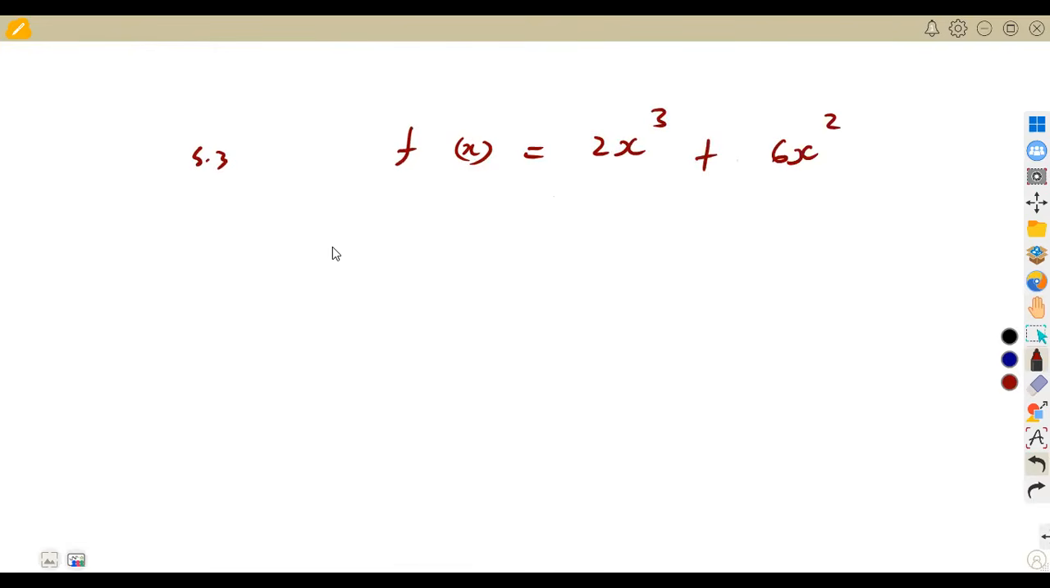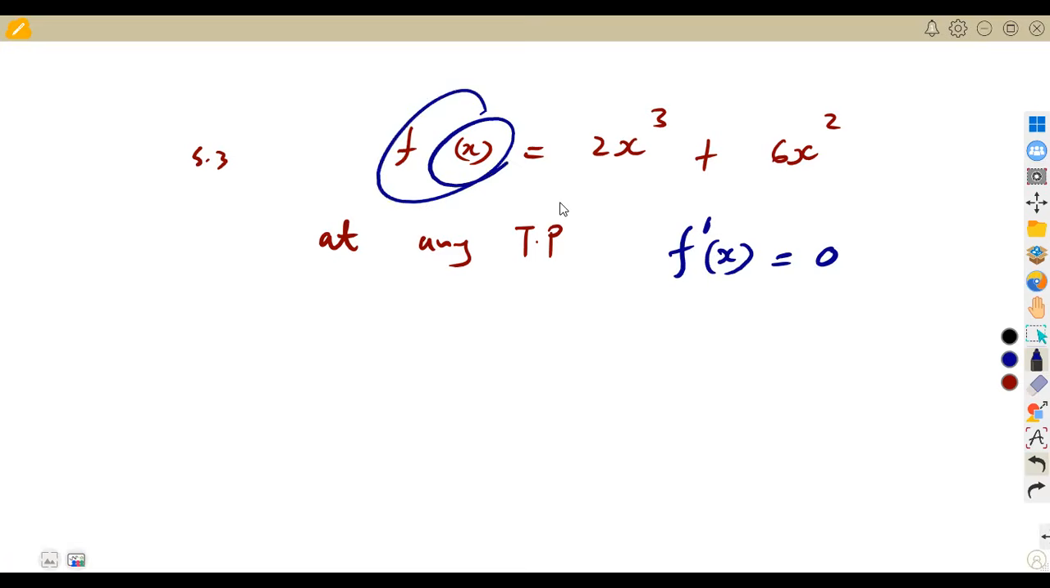It follows that at any turning point, the first derivative of that function must be equal to 0. Okay, you consider the first derivative of that function to be equal to 0. So meaning to say here on our f of x, we're going to need the first derivative. So what is the first derivative? The first derivative is going to be what?